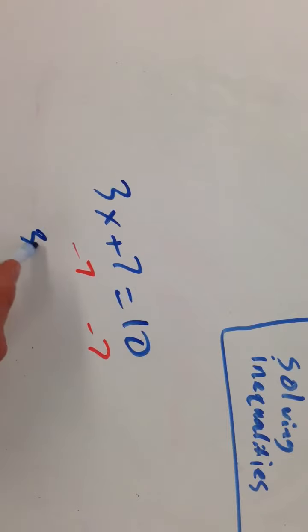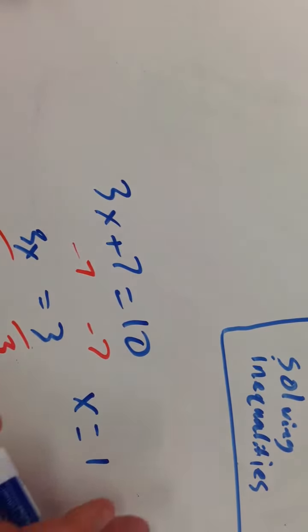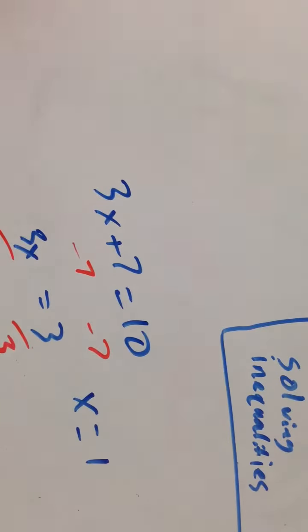And so we'll get 3x equals 3. And then to get rid of that 3, we're going to divide by 3. And we're going to get x equals 1. It's going to be a really similar strategy for us when we're in this inequality stuff.